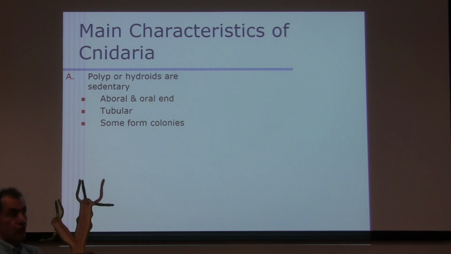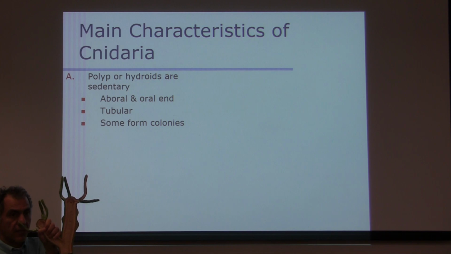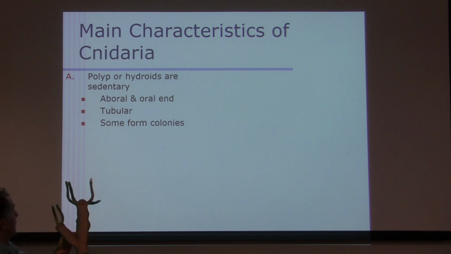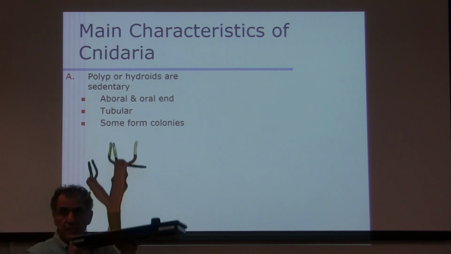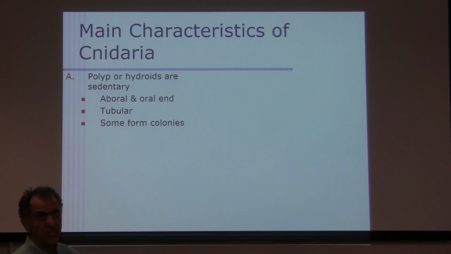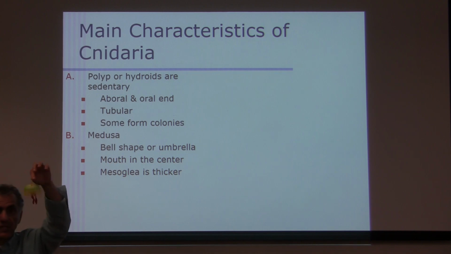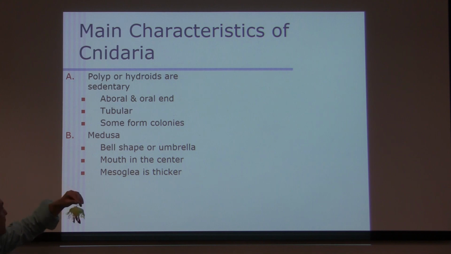Aboral, oral end. They're tubular, like a tube. Do not pay attention to this yet. I will talk about it. And then some form colonies. This is not a colony. Some colonies that you will see in the lab is the Portuguese man-of-war, which we do have in the lab. Medusa stage are bell-shaped. Right here is a medusa stage. They're bell-shaped. I bought this from Monterey Aquarium. Bell-shaped, umbrella-shaped, yes.